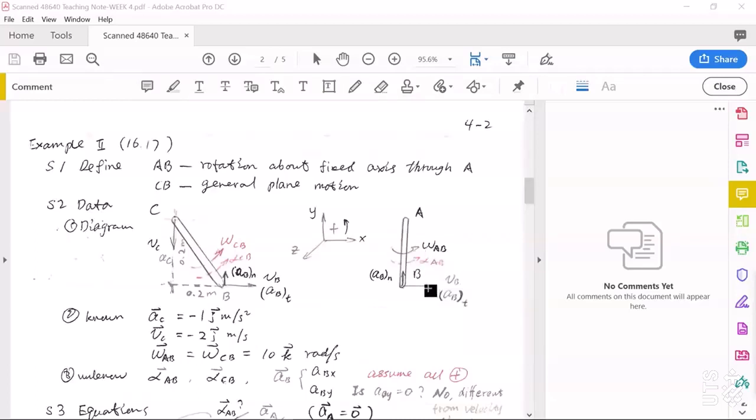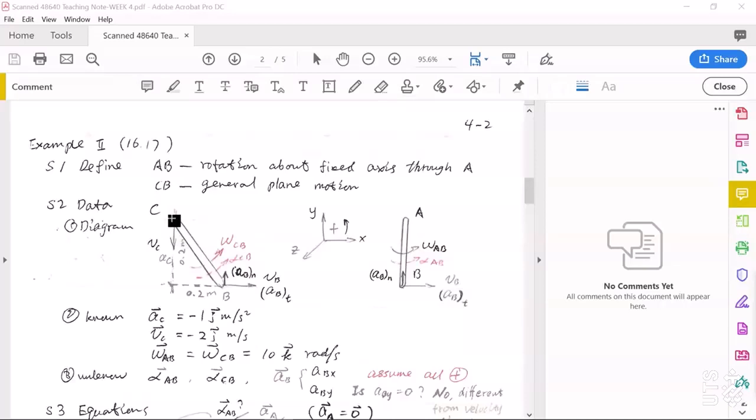So we should be able to indicate the direction of the tangential component of aB. It should be the same as the direction of vB. The normal component of aB is always from B to A. A is the rotation center.